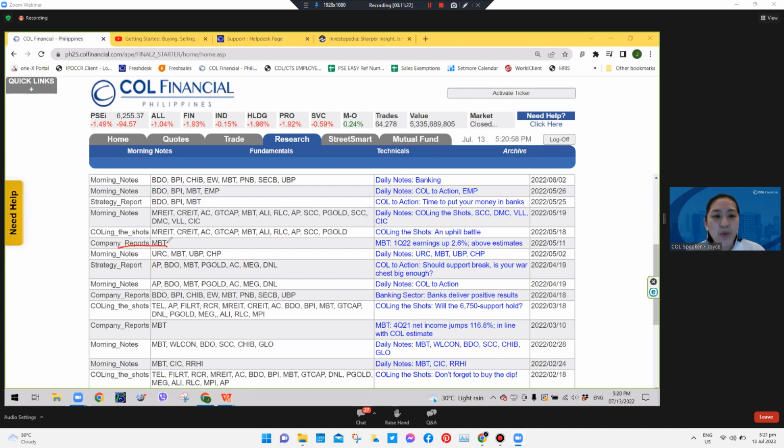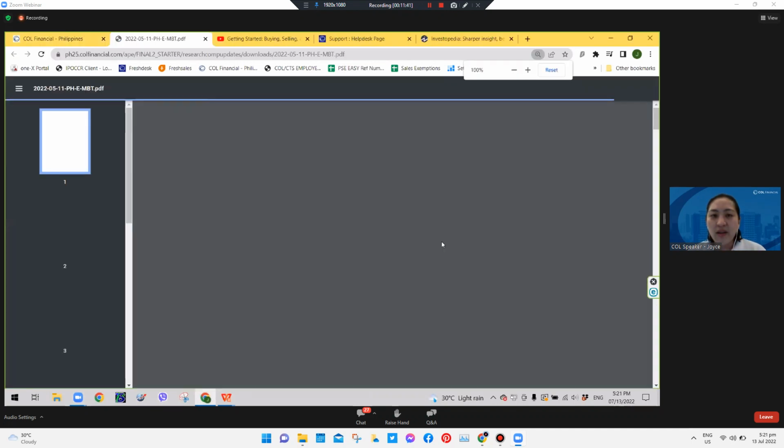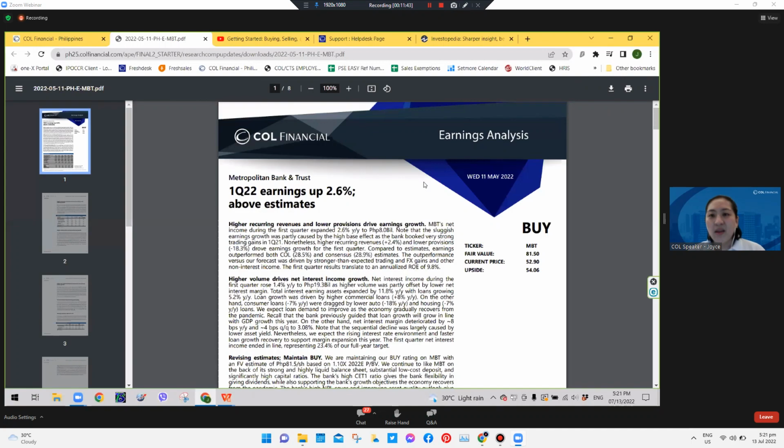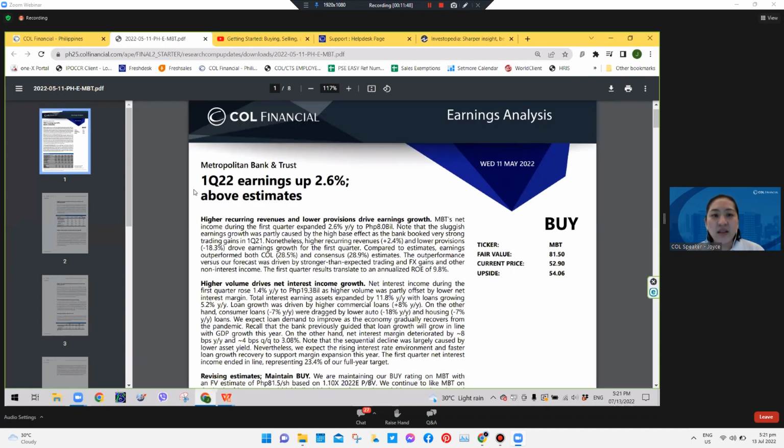Okay, for company reports for Metrobank, we are now going to take a look at this report to see whether Metrobank is really earning, doing well, to see if it is worth investing on. So what you do is that you just need to click on that report and this will come out. So it is an earnings analysis report, which tells us that the first quarter for Metrobank for 2022, earnings are up by 2.6%, which is above estimates.